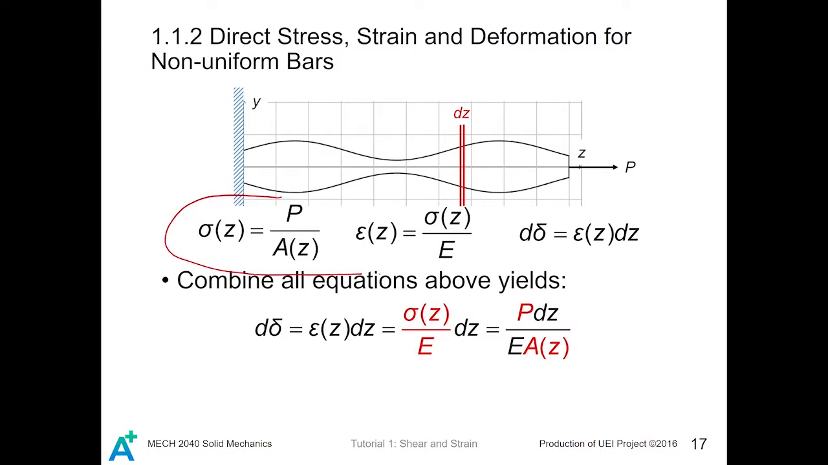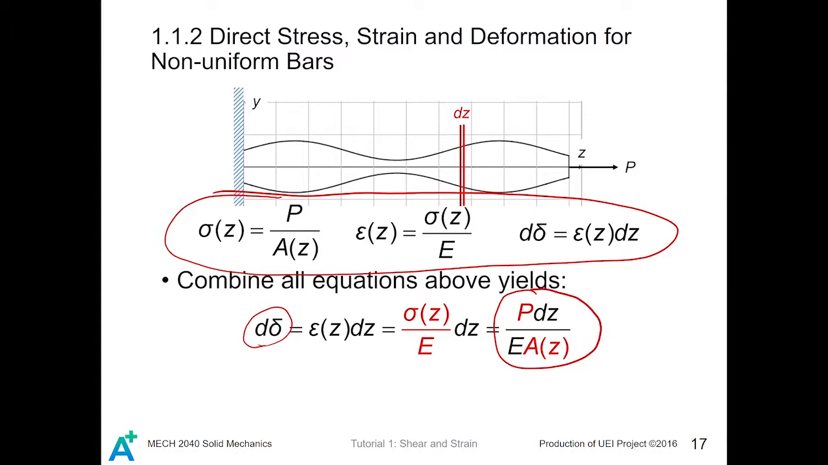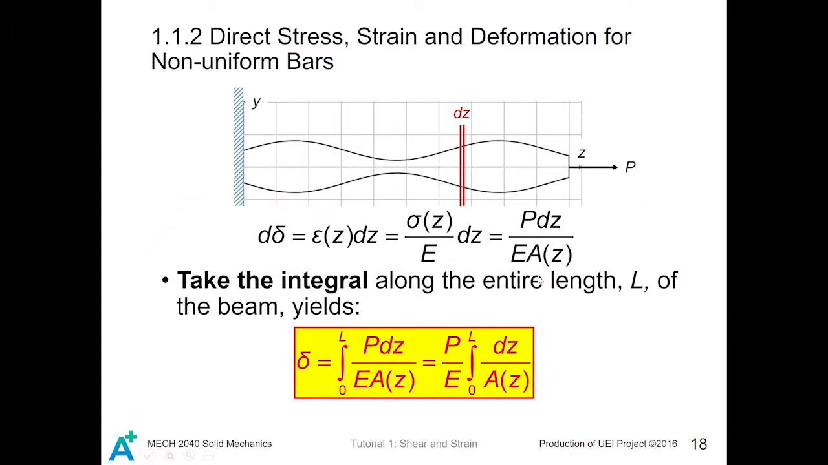Finally, we combine all those relationships, then we can find the differential change of length, which is P times dz divided by E A(z). And finally, you take the integral. Then you will get this result.